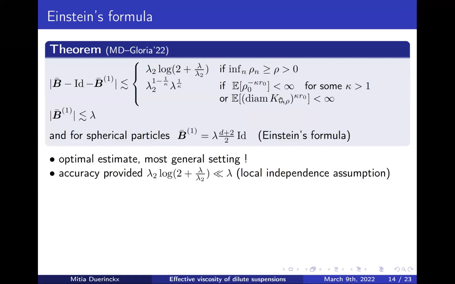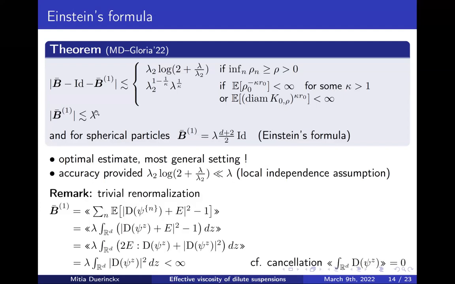And we also have a result, as you see, when you just have an estimate on the size of clusters. Whenever you can prove homogenization, essentially we can also prove the validity of Einstein's formula. The validity of Einstein's formula holds provided that lambda, the size of b bar 1, is much smaller than the error. So what you need is that lambda 2 times log lambda is much smaller than lambda. This is then the optimal condition to have validity of Einstein's formula.